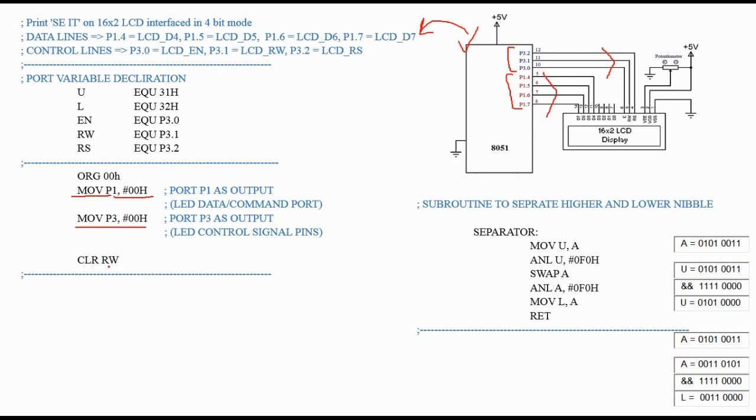Then clear RW. We have made RW clear, so this particular pin will go low and it will remain low all the time, because we are going to write data and we are going to write commands. Each time we keep on writing, we are not interested in reading. That's why we have made clear RW.